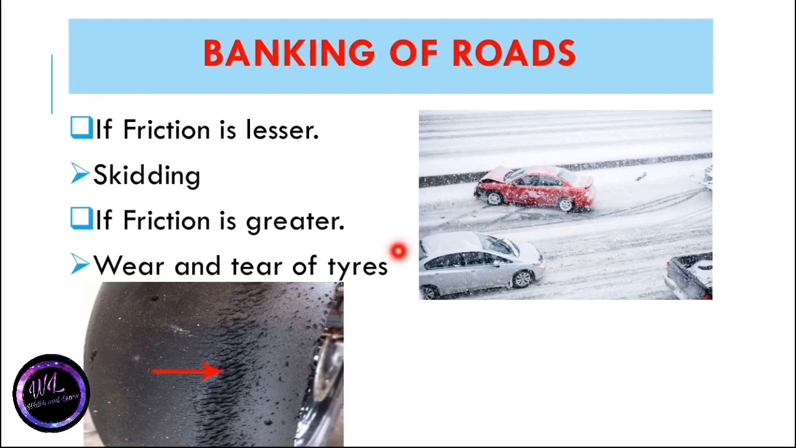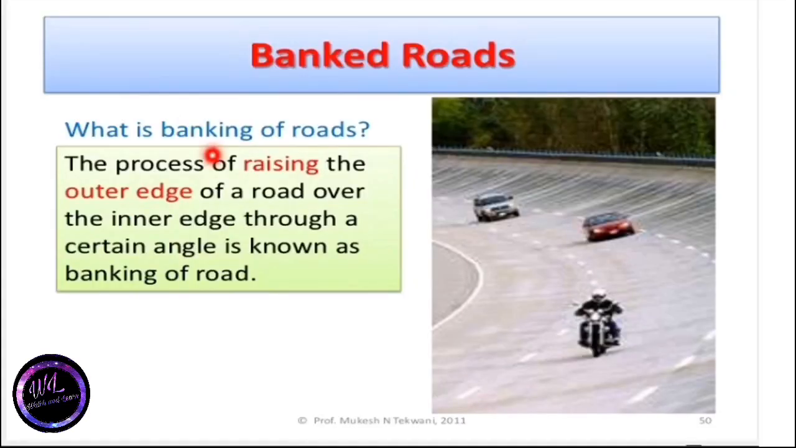Second one, what would happen if the friction is greater? If the amount of friction is greater, it means there is more roughness present between the road and the tires. And what would happen? It would cause the wear and tear of the tires. So this is also not the right way. So let's move on to the second option, that is banking of roads.